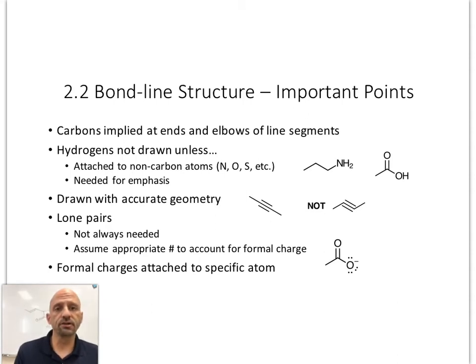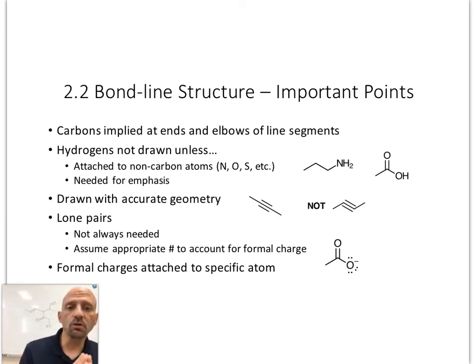And so bond line structures, we've already gone into quite a bit of detail with these sorts of representations of molecules. Remember, these are the ends and elbows representation, as I like to call them. So we have here 1, 2, 3 carbons and then a nitrogen. Down here I have 1, 2, 3, 4 carbons in that structure there.